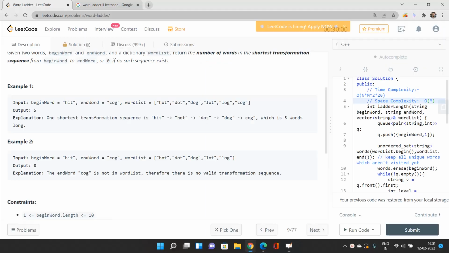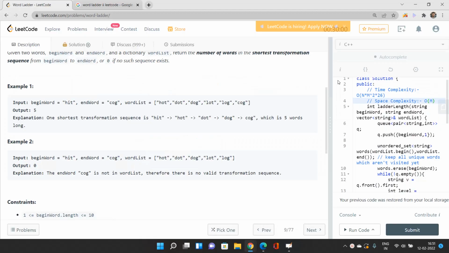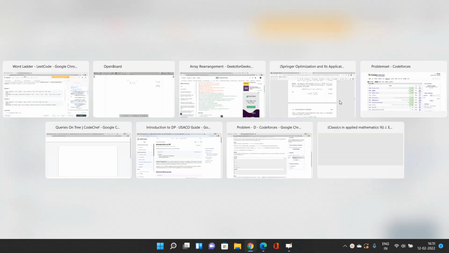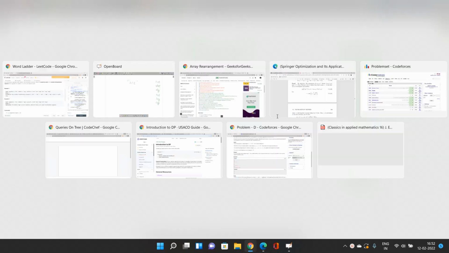Okay, and all the rest of the words, let me write down over here: hot and dot, and the rest of the words are dog, as well as lot, log, and COG. I don't know, the word "dif" sounds very awkward. Okay, no need to worry about that.